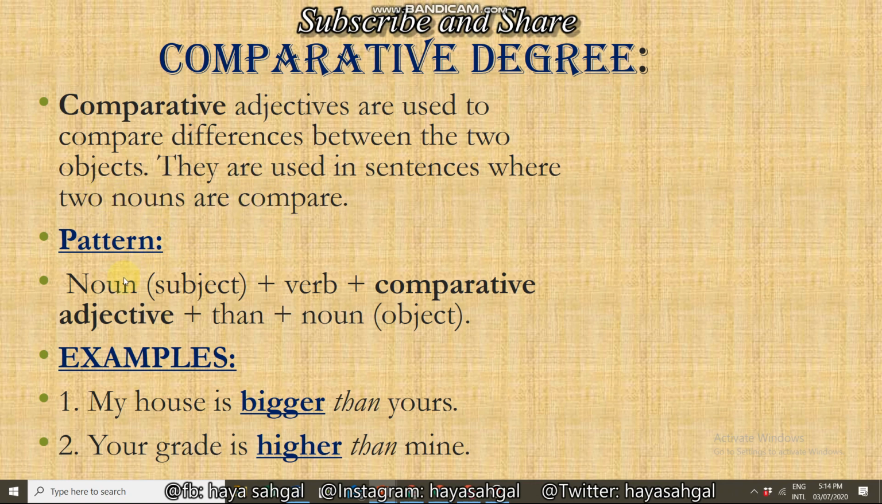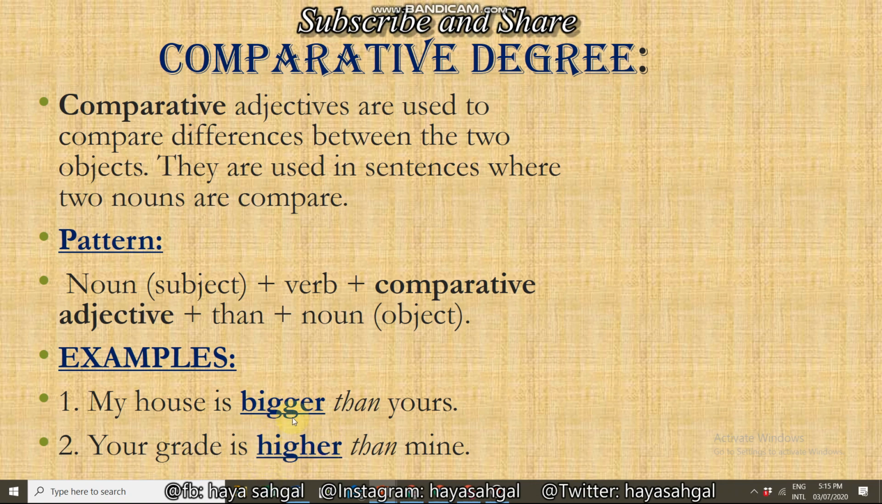How to write it? First we write the noun, that is the subject, then the verb, then the comparative adjective, that is the second degree of the adjective, then we write than, and then the noun, that is the object. For example, my house is bigger than yours. Here we are comparing my house and yours, so we use the second form of the adjective, that is bigger, not big. And your grade is higher than mine. Here we are comparing mine and your grade, so we write higher, not high.